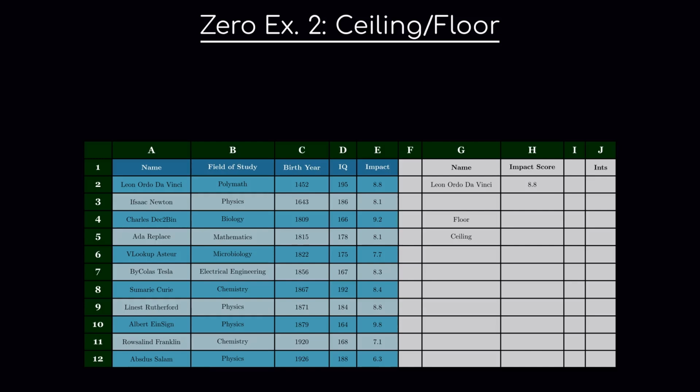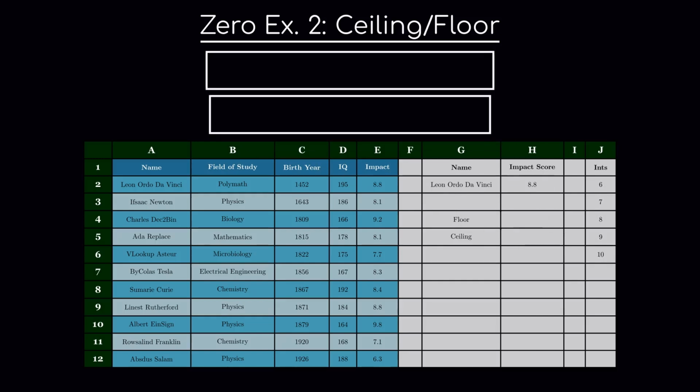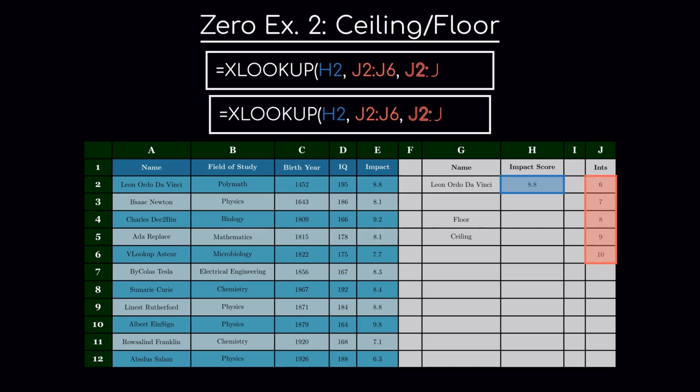We can see from the table that all the impact values are between 6 and 10, so we'll make a list that goes through all of these integer values. We can then look up Leonardo's impact factor within this list of integers, returning from this list of integers, and set that match mode to -1 for floor and 1 for ceiling.